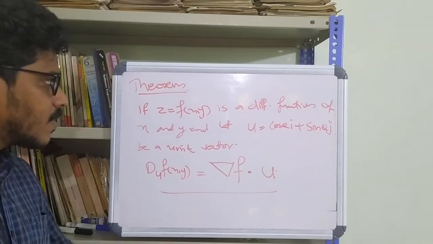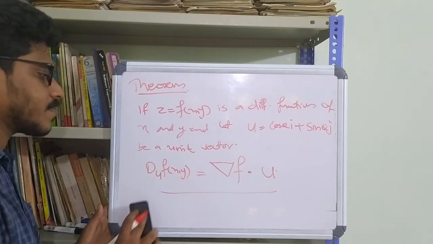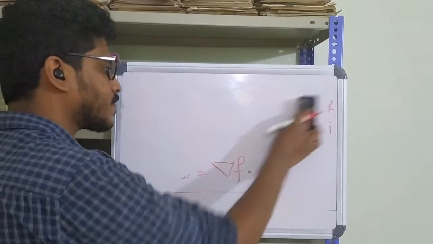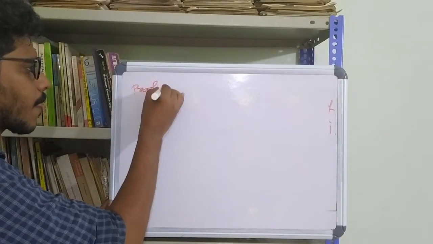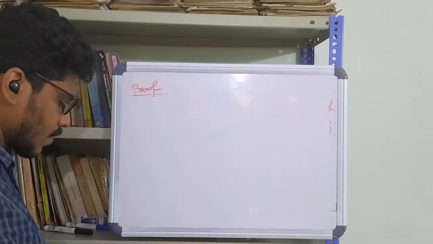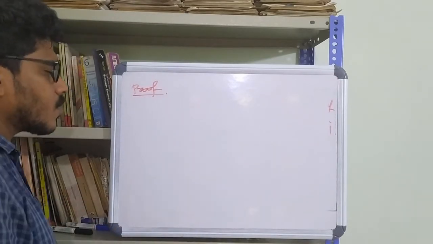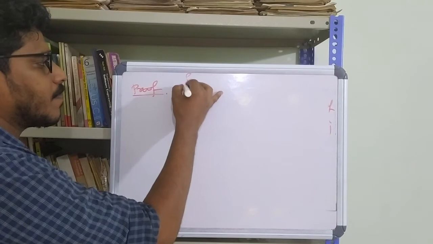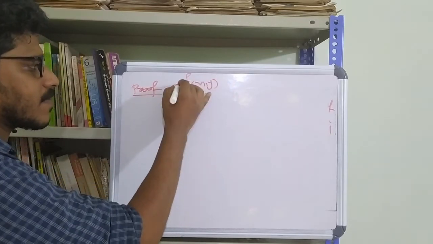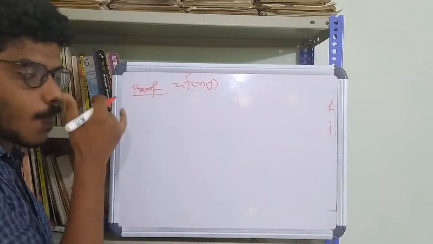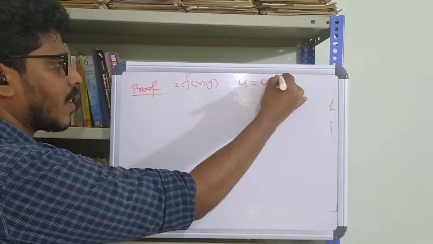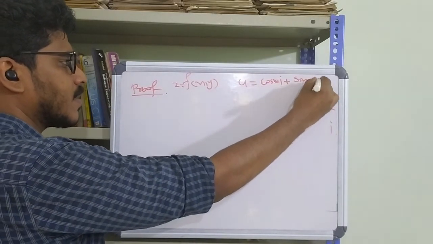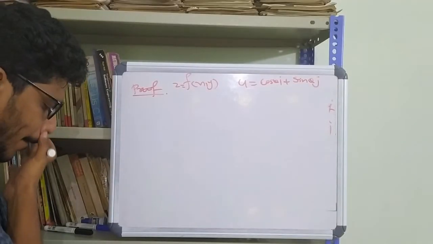Right. This theorem has to be proved. We'll prove this theorem. Proof. So what do we have? We have a function f of x y, and a unit vector cos theta i plus sin theta j. Okay.